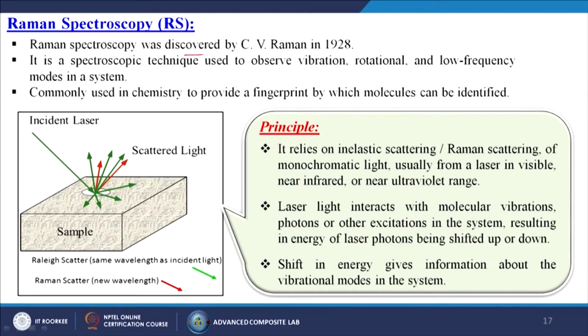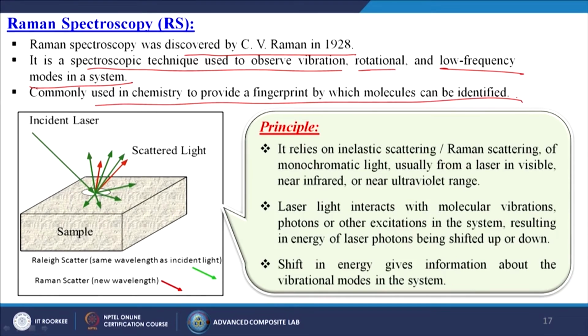Now, the next one is called Raman spectroscopy. Raman spectroscopy was discovered by Sir C.V. Raman in 1928. It is a spectroscopic technique used to observe vibrational, rotational and low frequency modes in a system, commonly used in chemistry to provide a fingerprint by which molecules can be identified.